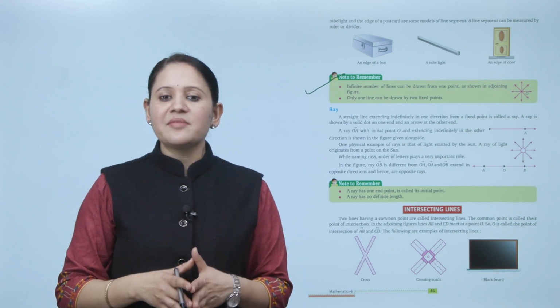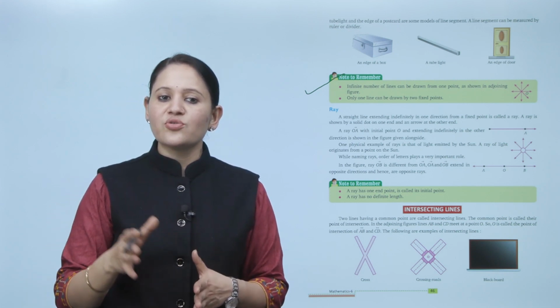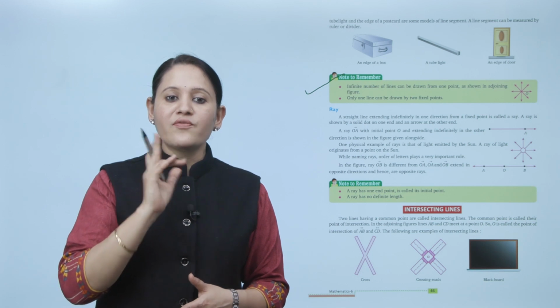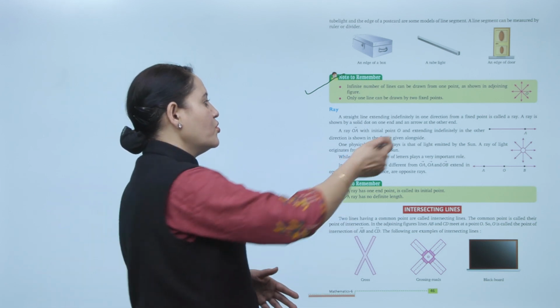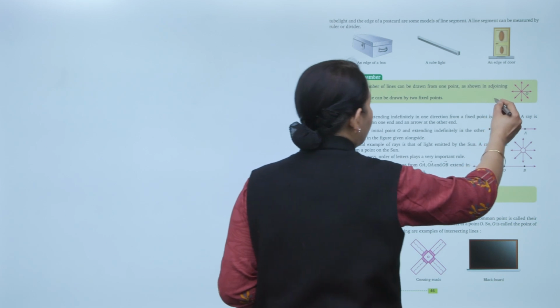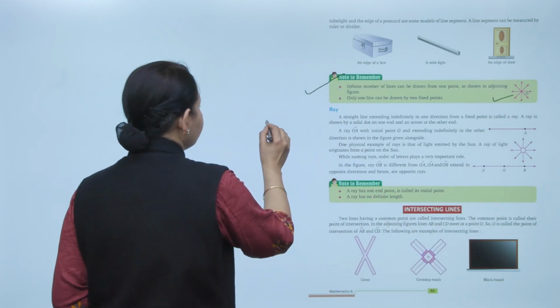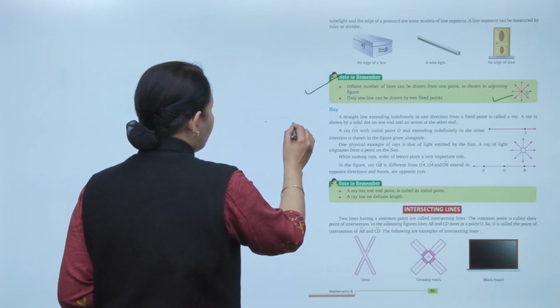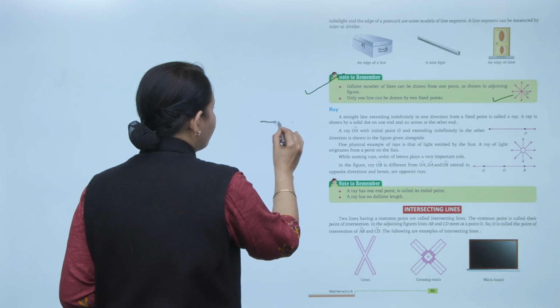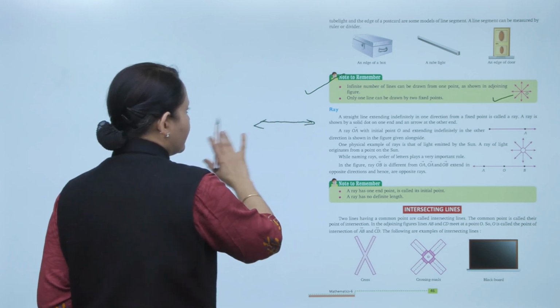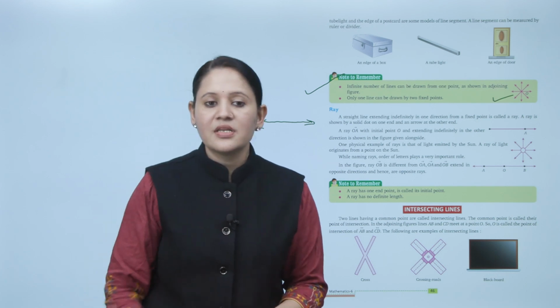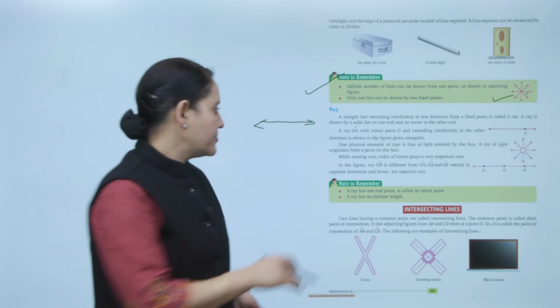Infinite number of lines can be drawn through one point as shown in the adjoining figure. Only one line can be drawn through two fixed points. So through a point we can draw infinite lines, but only one line can be drawn through two fixed points. Clear? Next is ray.